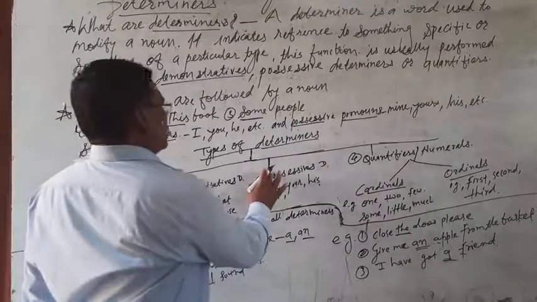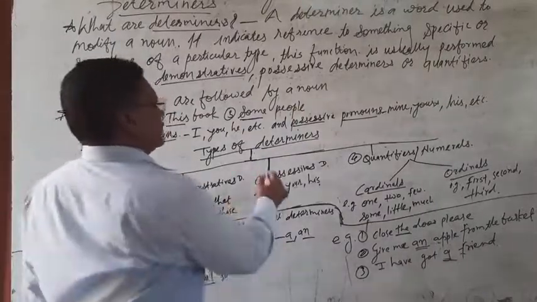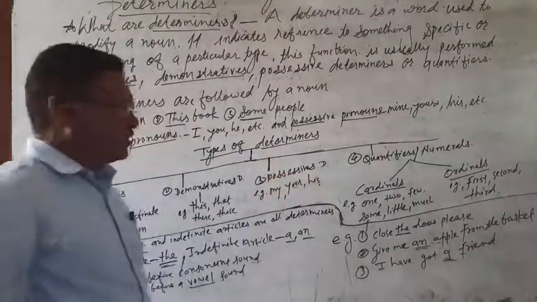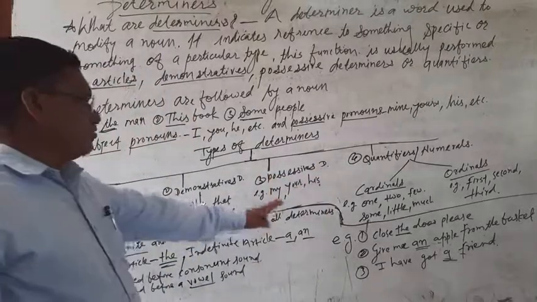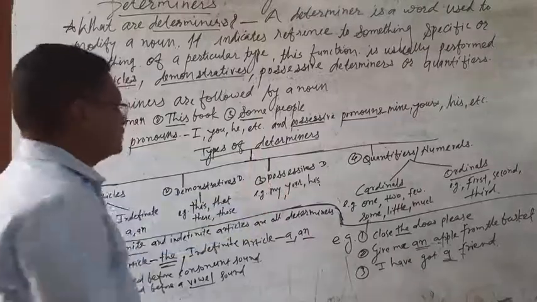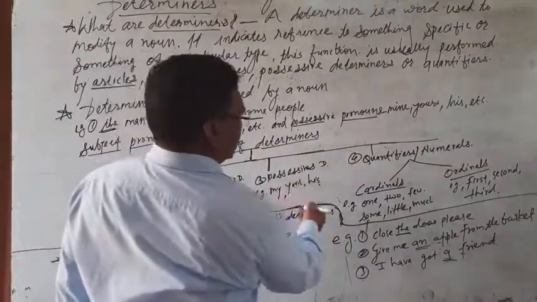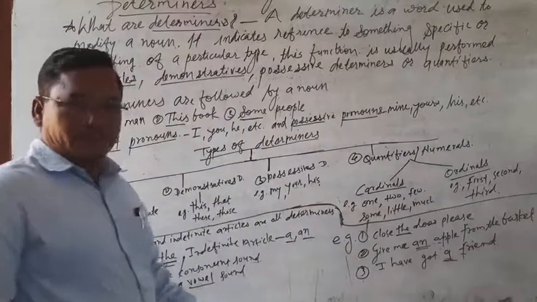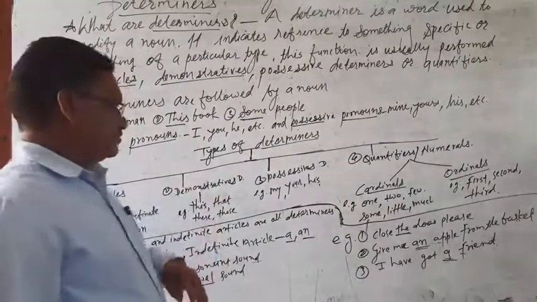Now see here about the third one, possessive determiners. And which words come in the possessive determiner? My, your, his. These are the possessive determiners.